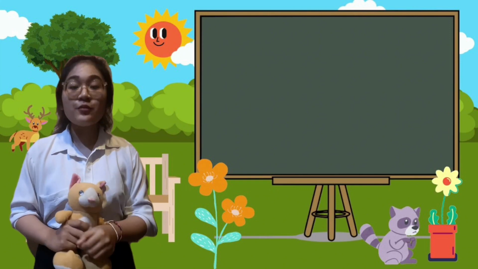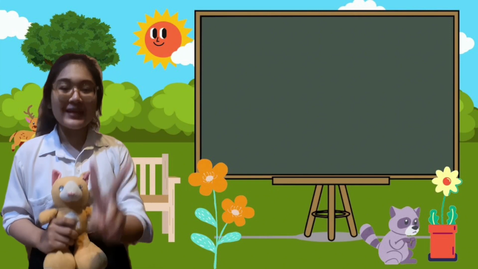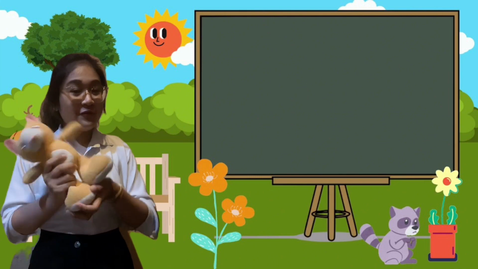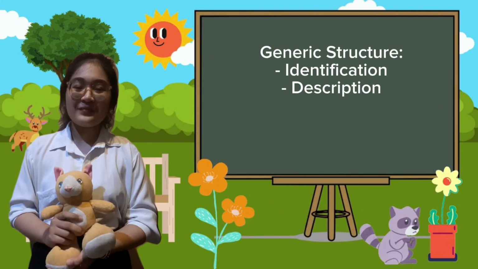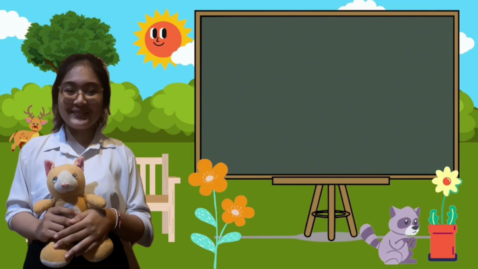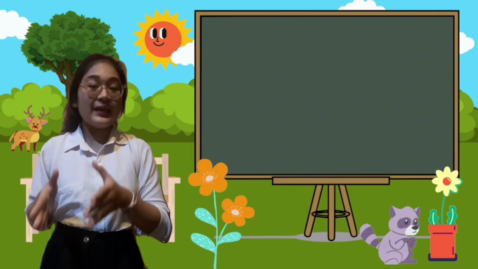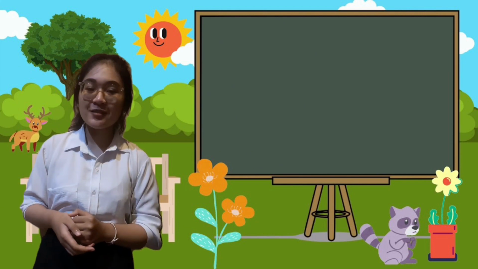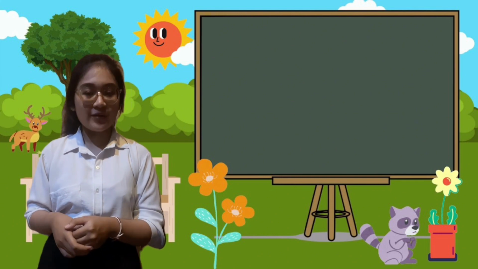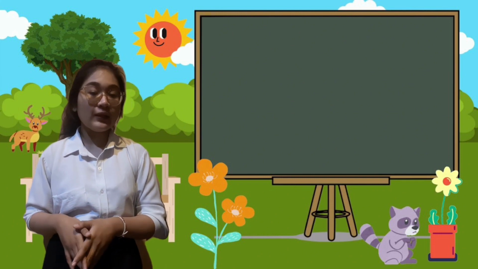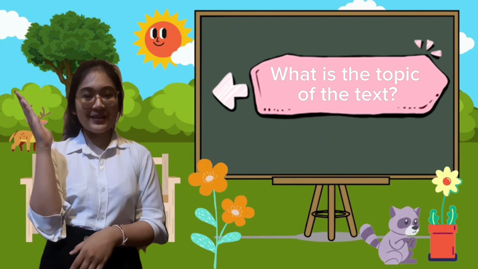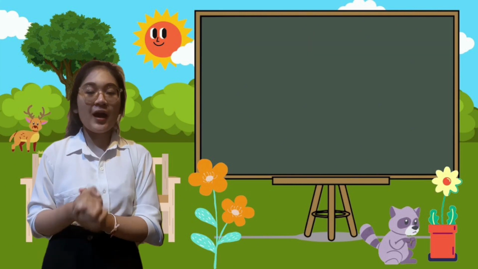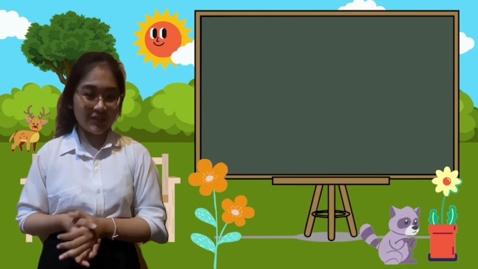But be patient, okay? Because we have to know two important parts in descriptive text, or we call it the generic structure. The first is identification, and the second is description. First is identification. The identification is an initial part of the text which just contains a general explanation of the thing which is going to be described. Usually, the question will arise such as, what is the topic of the text? What is the text about? So we can answer the question by finding it in the identification section.